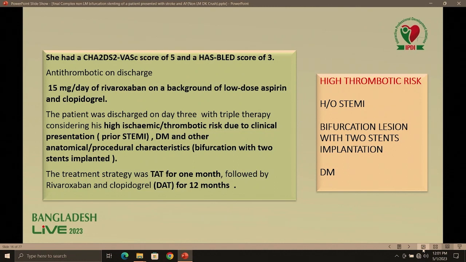And for this reason, we advise this patient 15 milligram rivaroxaban on the background of low-dose aspirin and clopidogrel. And we mentioned that there is a high thrombotic risk because of the patient's history of diabetes and anatomical or procedural factors, that is, a bifurcation lesion with 2 stents. And we prescribed this patient 1 month of TAT followed by DAT for 12 months.